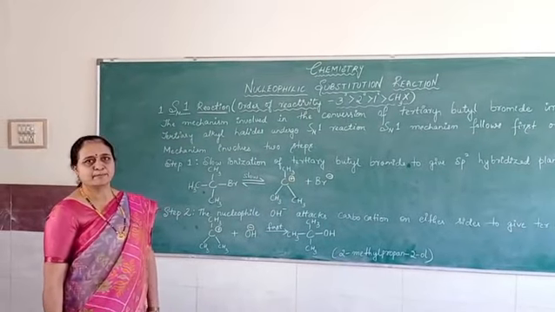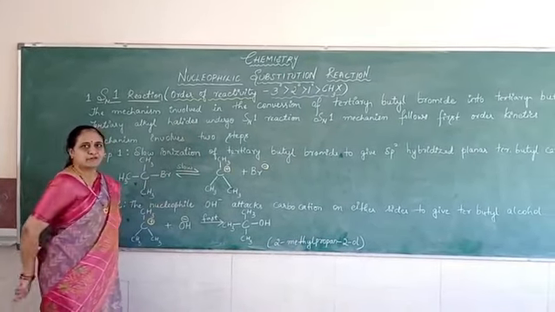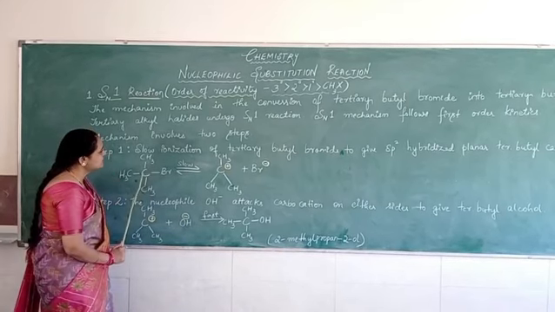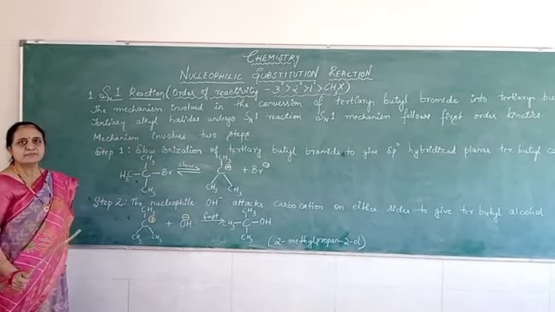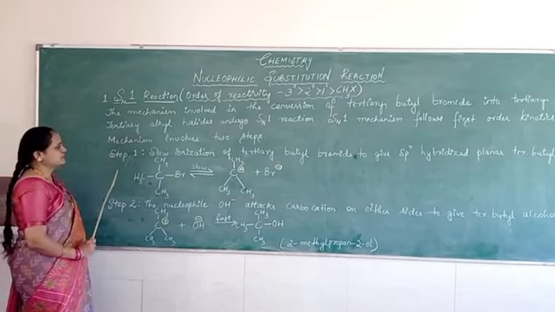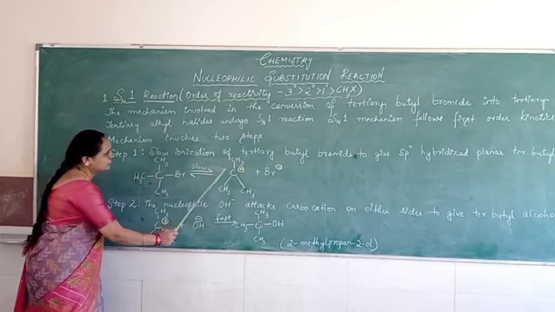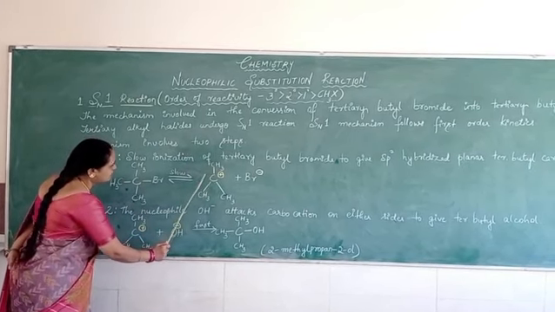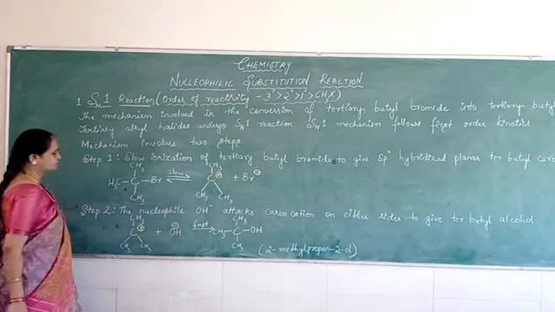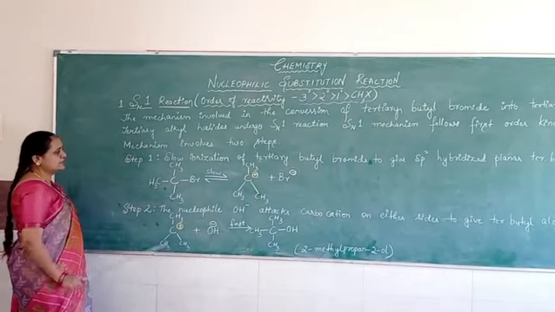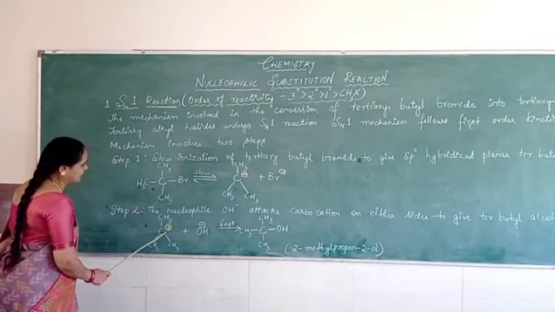Explain the SN1 mechanism. The SN1 mechanism involves the conversion of tertiary butyl bromide to tertiary butyl alcohol. The mechanism involves two steps. First step, slow ionization of tertiary butyl bromide to give tertiary butyl carbocation, which is planar and sp2 hybridized. Second step is the nucleophilic attack of OH minus on the carbocation.